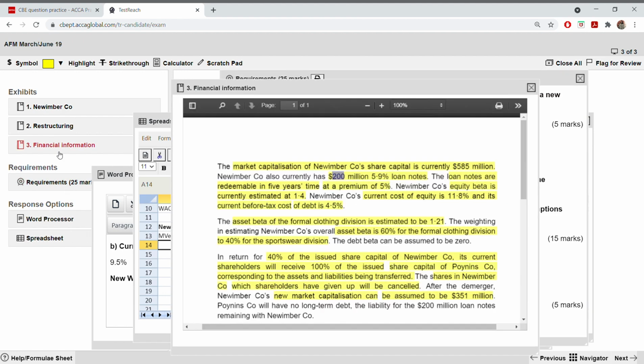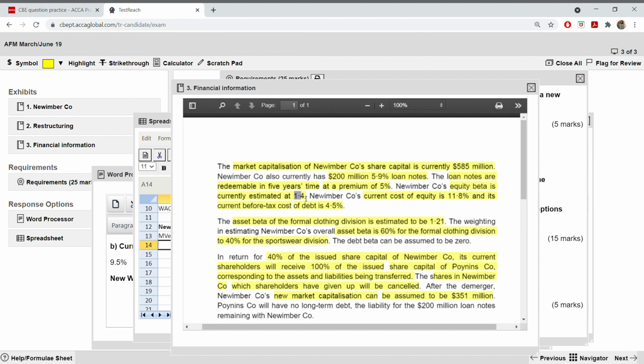Sorry, let us go to the financial information. If you see here, did they give you any equity beta? They told that the new member's equity beta currently is estimated at 1.4%. But you need to find the new equity beta. What are you going to do with the current equity beta? Can you use this to find the cost of equity? The current equity beta? You cannot. You need to find the new equity beta.